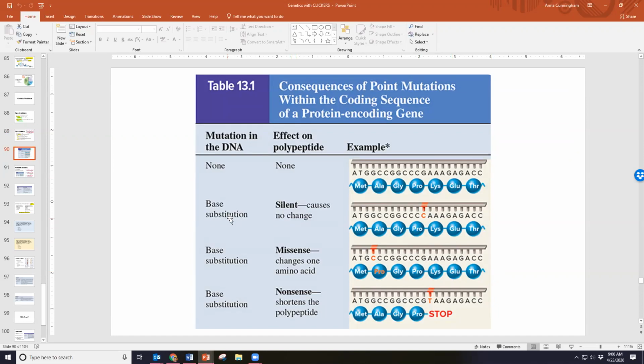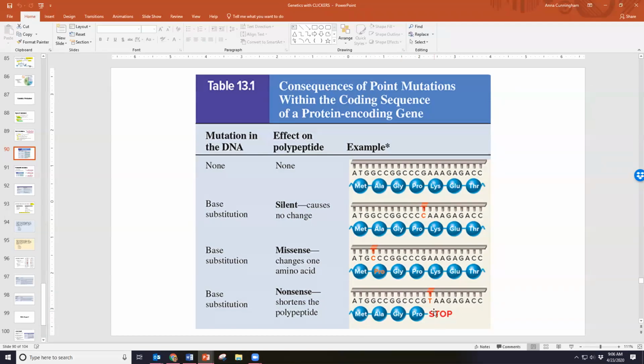So you can just compare a silent mutation. Again, we go lysine to lysine, or I think that's proline, but proline to proline because of that repetitive nature. Or we go from here, alanine to proline, which is changing the amino acids. Or here, we originally had a lysine. We had a change to a T, and that resulted in a stop codon. So notice that our overall polypeptide, which was originally 7 amino acids long, is now only 4.